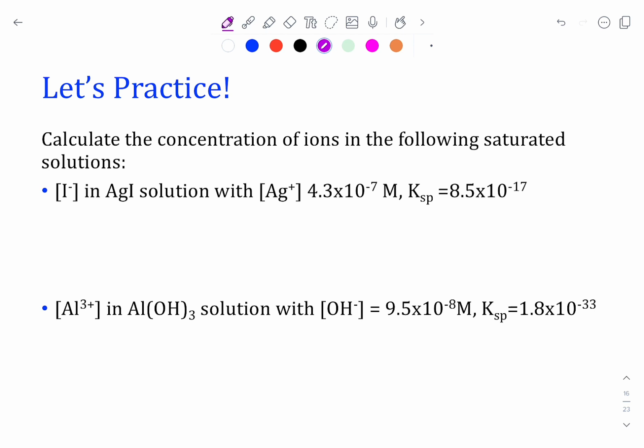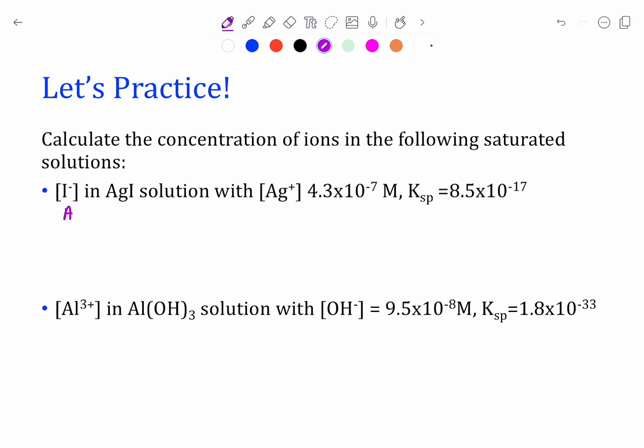So here we want to calculate the concentration of the ions in the following saturated solutions. We want to find first the iodide concentration in a silver iodide solution, where the silver ion concentration is 4.3 times 10 to the minus 7 molar, and our KSP is 8.5 times 10 to the minus 17. We first want to write out our balanced equation because that's what's going to tell us our KSP expression, and if we have to raise it to any value.